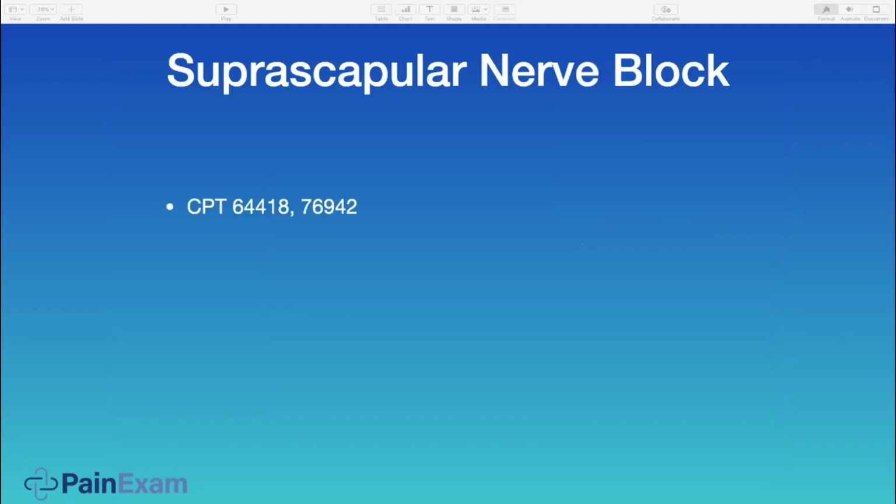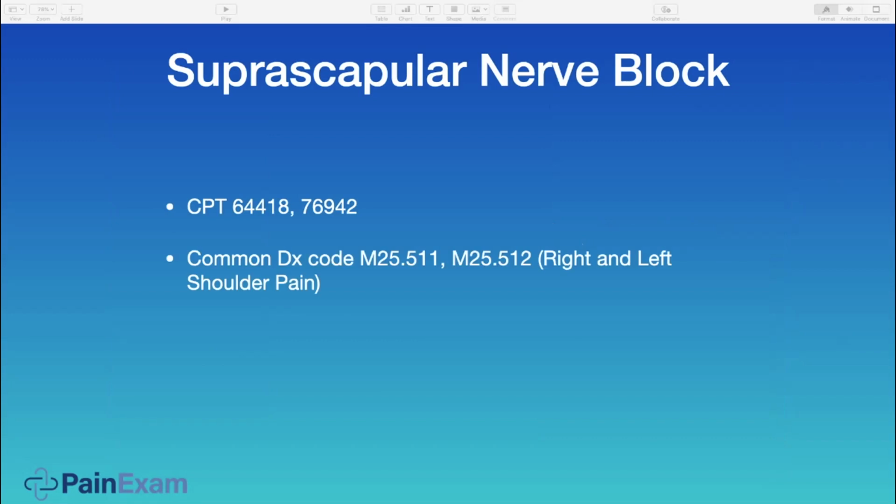The CPT code is 64418-76942. The most common codes I use it for are shoulder pain in the pain office. So if a patient has pain in their shoulder, you could legitimately say shoulder pain, even if it's from something else, a referred pain, for instance.